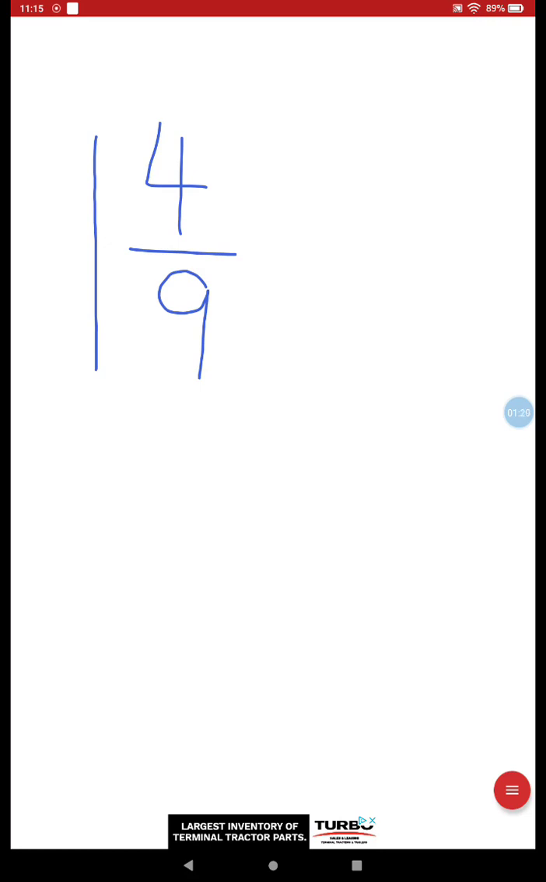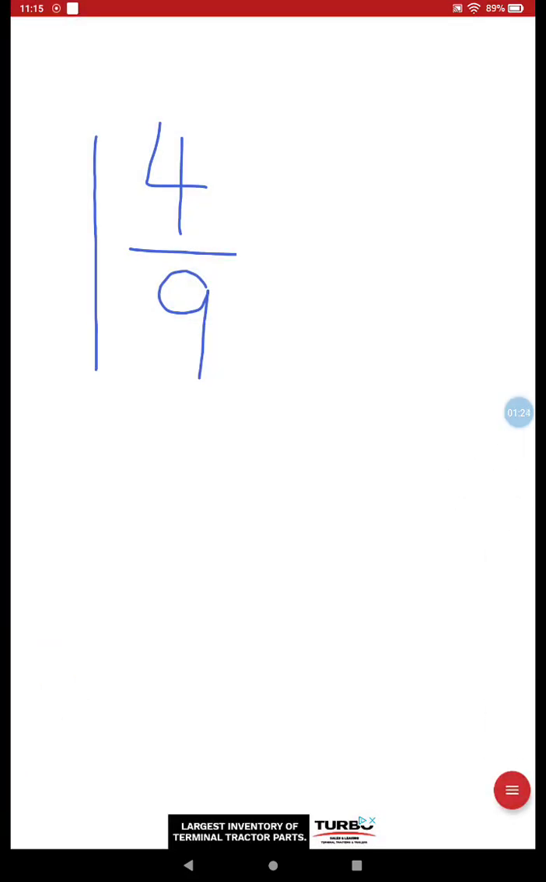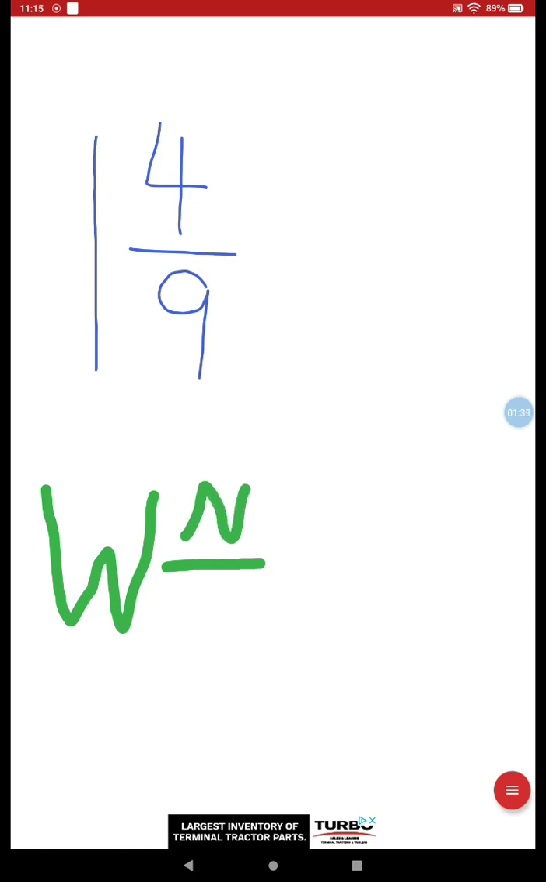Let's take a look at this diagram down here. It looks like this. The W stands for my whole number. Say that, whole number. And I've got my fraction bar. Remember, the number on top is my numerator. Say that, numerator. Okay? The number on the bottom is my denominator.